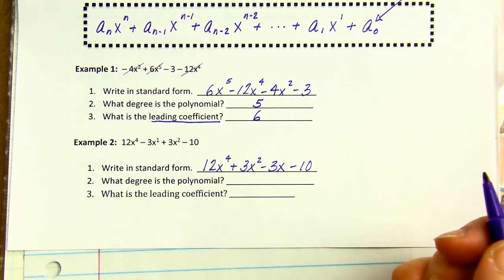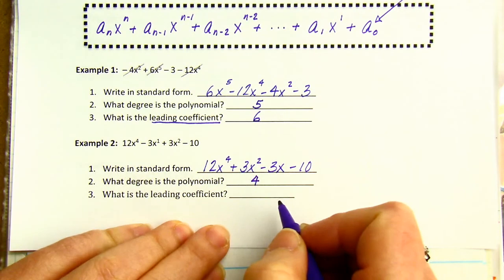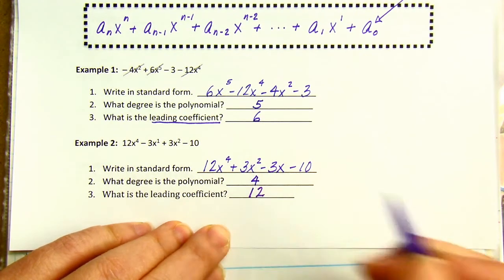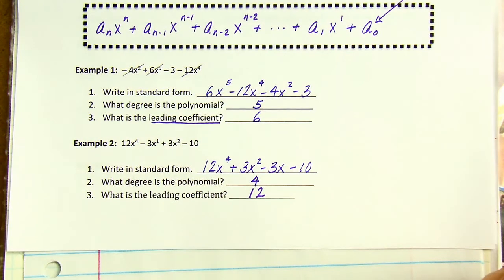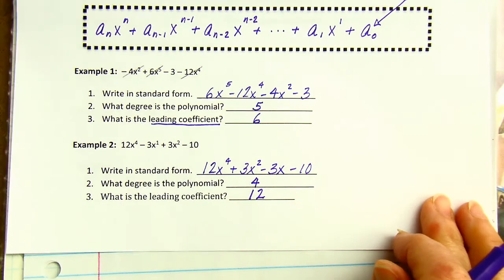What is the degree of the polynomial? Well, the degree is 4. And what is the leading coefficient? That's the leader of the pack right there. Its value is 12. Okay, if you have questions, you know what to do. Come into the Google Meet, post in the homework discussion, or ask a question in class.